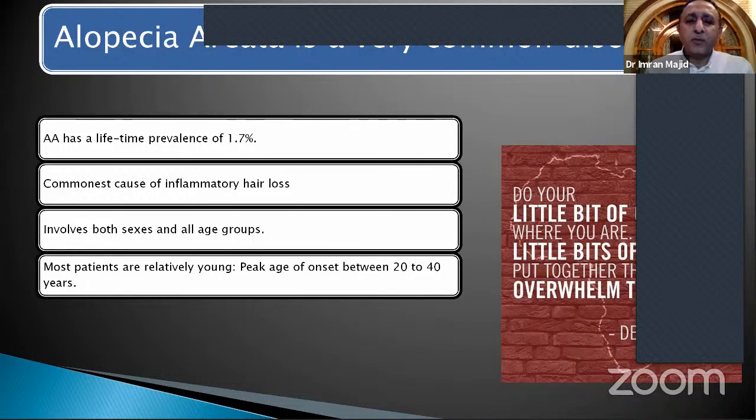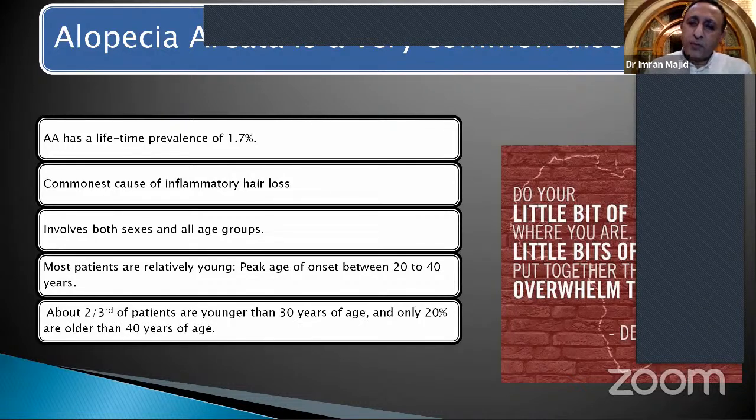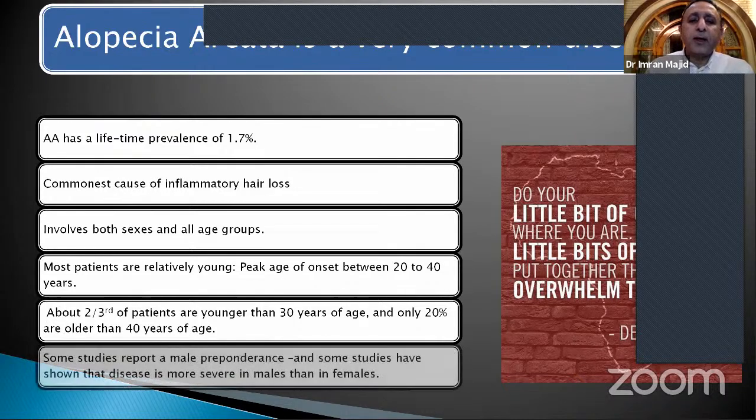And remember that most patients are relatively young. So the peak age of onset of alopecia areata is between 20 to 40 years. About two-thirds of patients of alopecia areata are younger than 30 years of age, and only 20% are older than 40 years of age. Some studies report a male preponderance, and some studies have shown that the disease is more severe in males than in females.